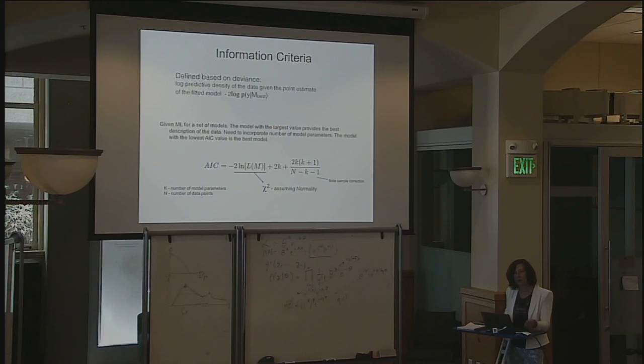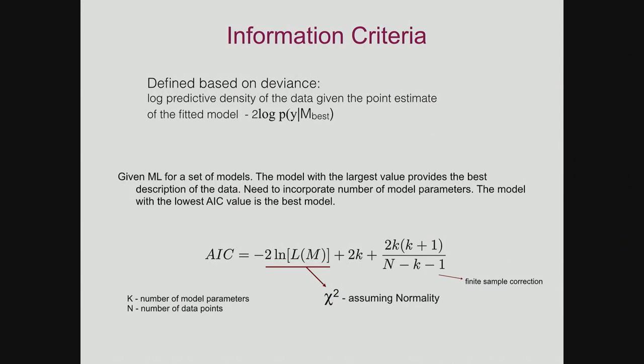So you have Bayes factors, posterior predictive p-values, and information criteria, which are based on the deviance, if I pronounce this correctly. So it's sort of the deviations, right? The log predictive density of the data given the point estimate of the fitted model. Here you use a point estimate, so it's maximum likelihood, for example, versus the predictive density probability of the whole model. And one criterion is the AIC, the Akaike criterion, I guess.